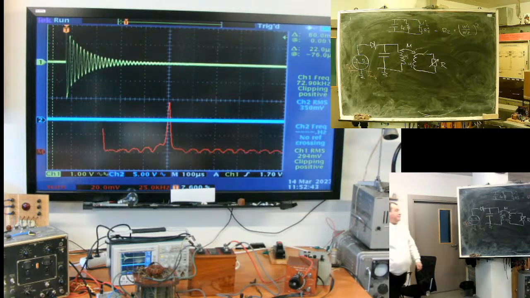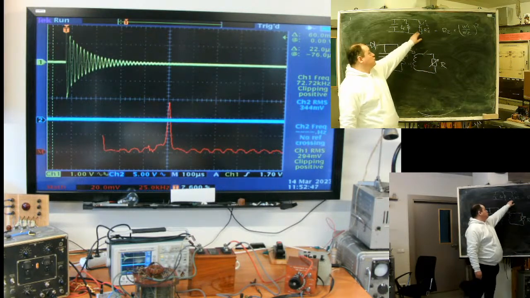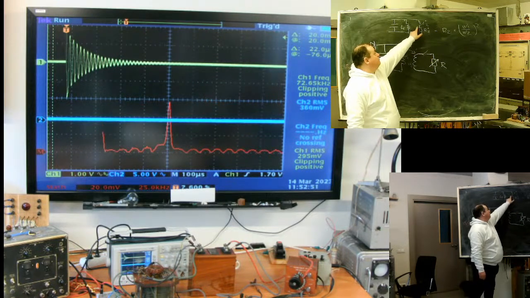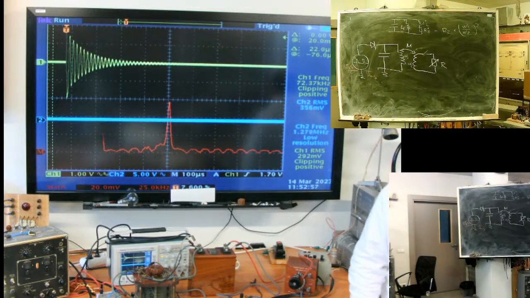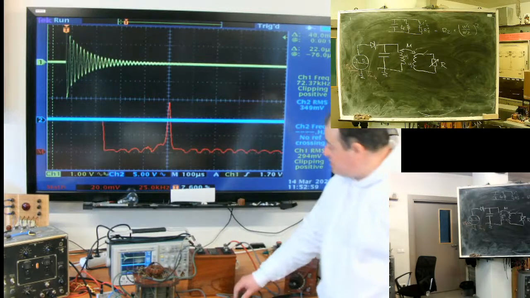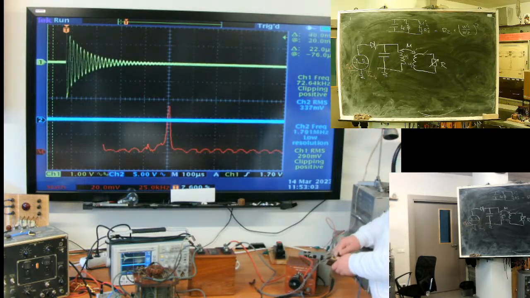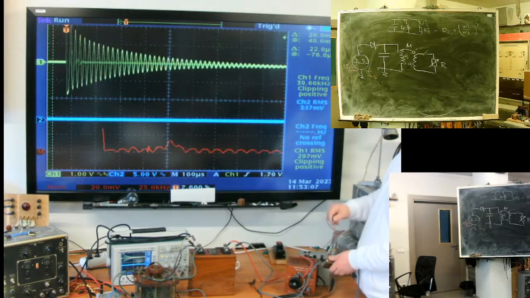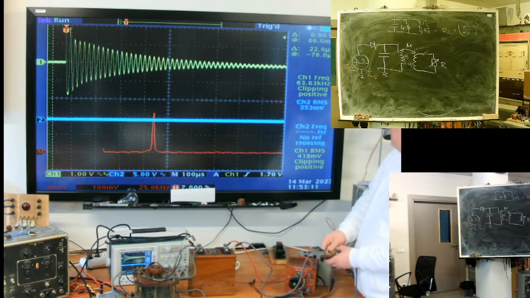Again, with the zero resistance, we have a short circuit here. But we will have a parallel connection of two inductance coils. And it will change what? Frequency. Look. Two coils, 72 kilohertz. One coil, 63.